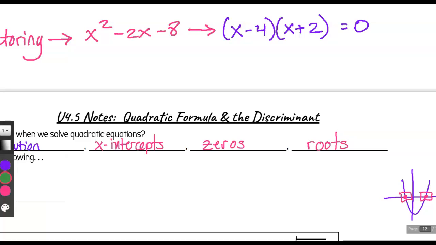I'll give you a hint. It has something to do with this. Set each factor equal to 0. Yes, because these are our zeros. Another word for solution is a 0. So here our solutions are x equals what? What's our first solution?